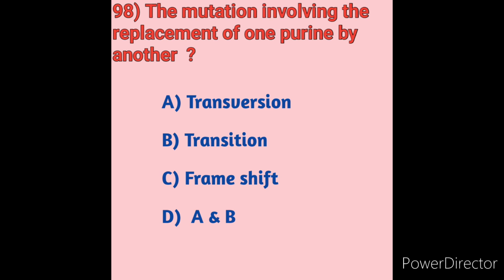Transversion mutation is a kind of base substitution in which a change in the RNA or DNA sequence occurs when a purine base is substituted by a pyrimidine base or vice versa. So here in this option, the mutation involving the replacement of one purine by another is option A, transversion, the correct answer. Next we will move on to question number 99.